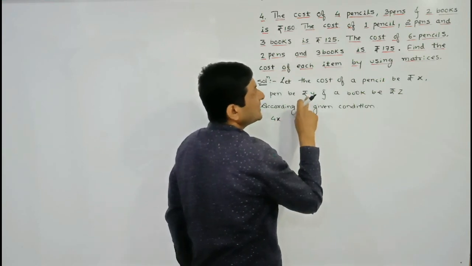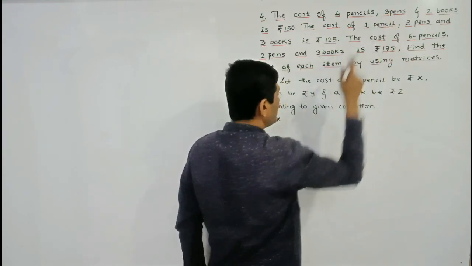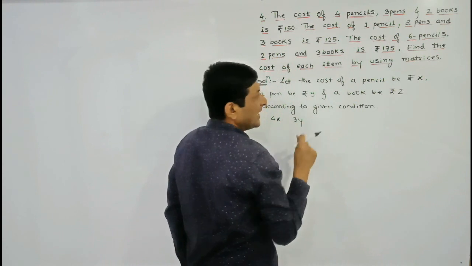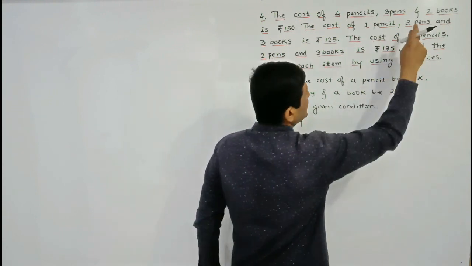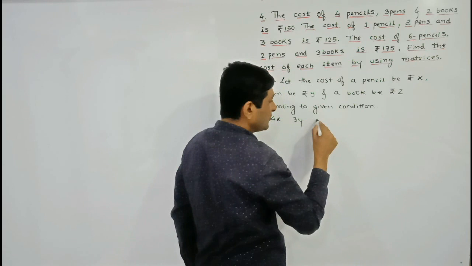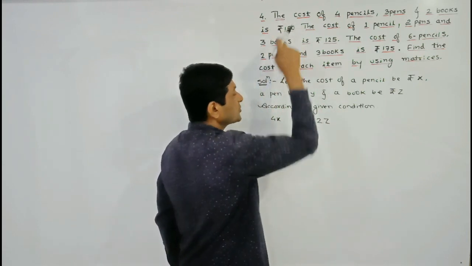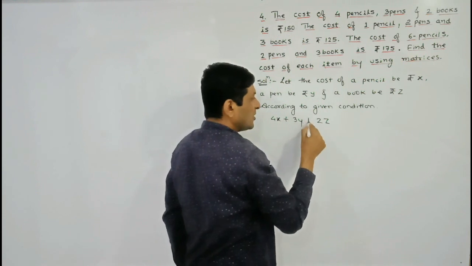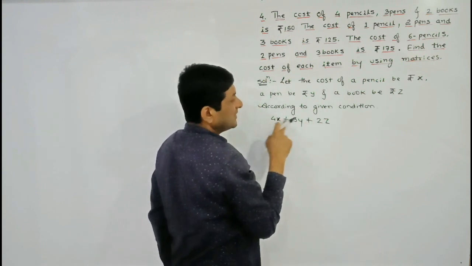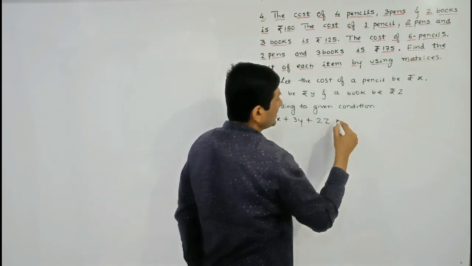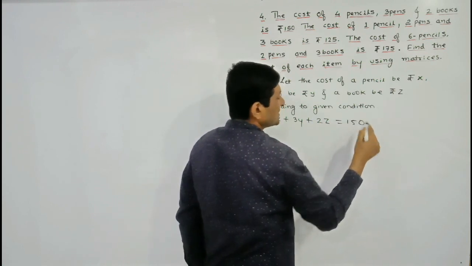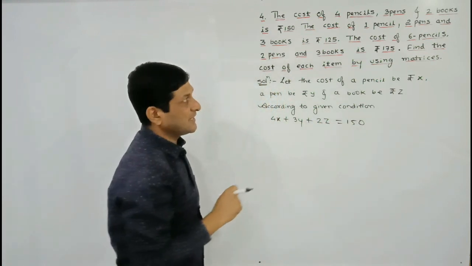Cost of a pen is rupees y, then cost of 3 pens will be equal to 3y, and cost of a book is rupees z, so cost of 2 books will be equal to 2z, and this total bill will be equal to 150, meaning the sum of the cost of 4 pencils, 3 pens and 2 books will be equal to 150. This is the given condition. Now observe the second condition.